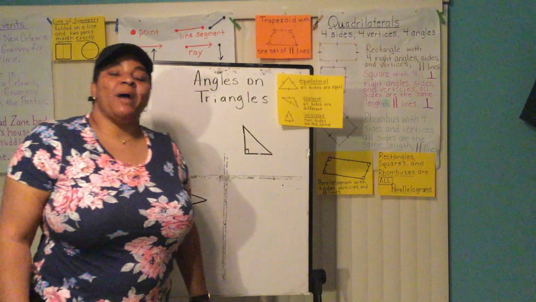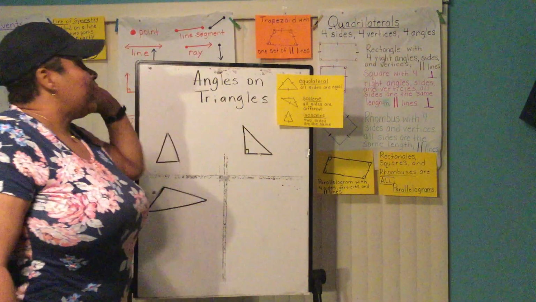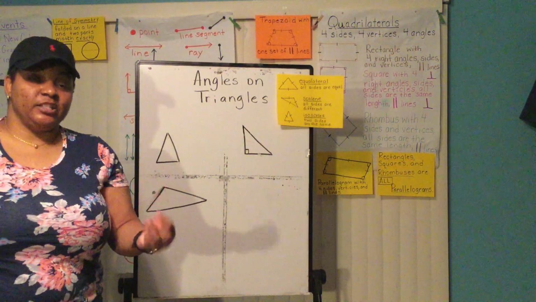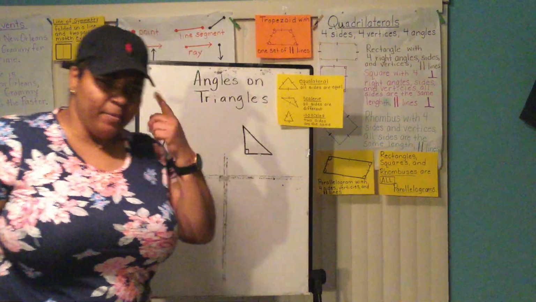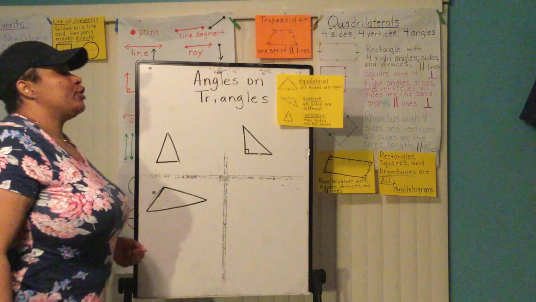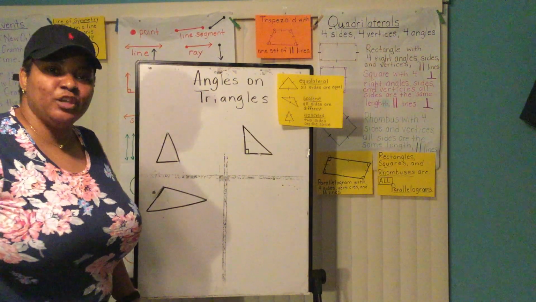Remember, we were studying triangles. Say that with me, triangles. And we learned that a triangle has three sides, three vertices, and three angles. Remember that? That's how we basically describe a triangle. Then we went on to talk about specific triangles.